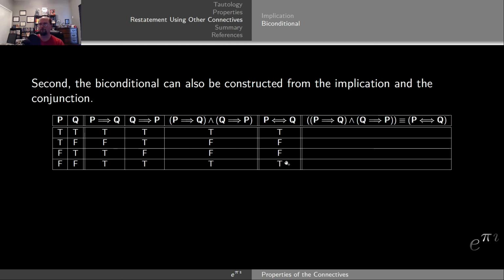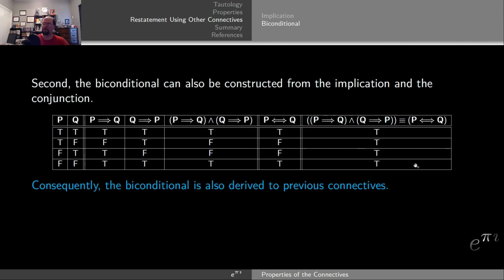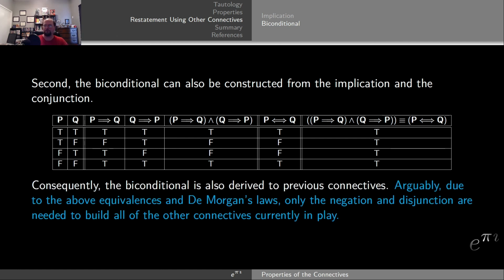Thus, if I look at the equivalence, true is equivalent to true is true, false is equivalent to false is true, all the way down, giving the tautology. Thus, the biconditional is also derived from the previous connectives. Arguably, due to these equivalences and De Morgan's laws, one really only needs negation and disjunction in order to build all the other connectives we've talked about.